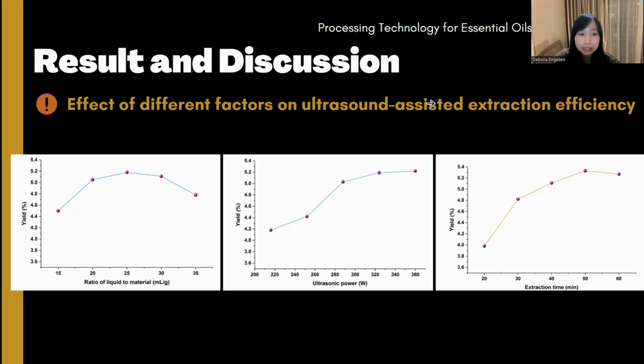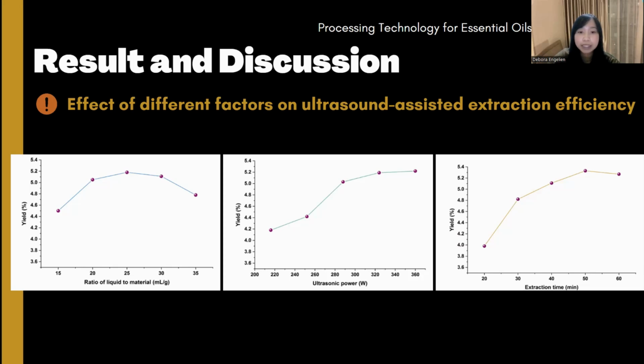For this trend, the ratio of liquid to material reached 25 milliliters per gram, and at that point the yield of GBLPS reached the maximum value. After that, the yield of GBLPS gradually decreased as the liquid to material ratio continued to increase, which may be due to the excessive liquid to material ratio reducing the intermolecular interactions, resulting in a significant reduction of ultrasonic penetration. The picture is on the left side.